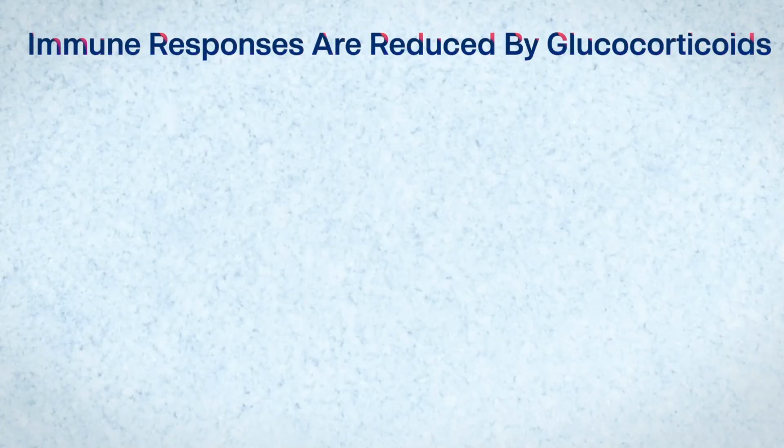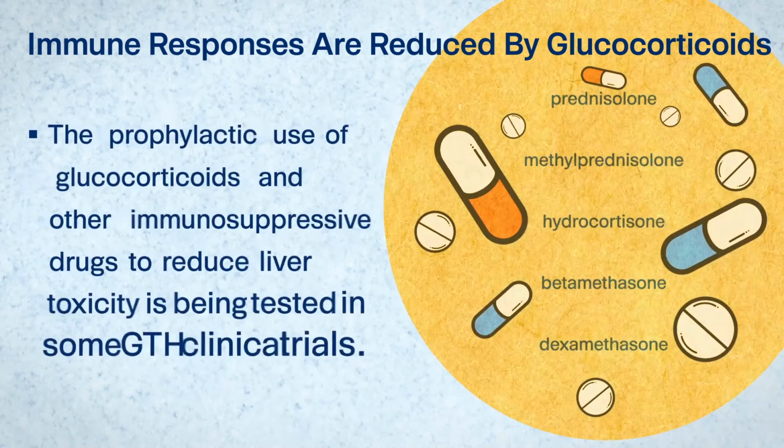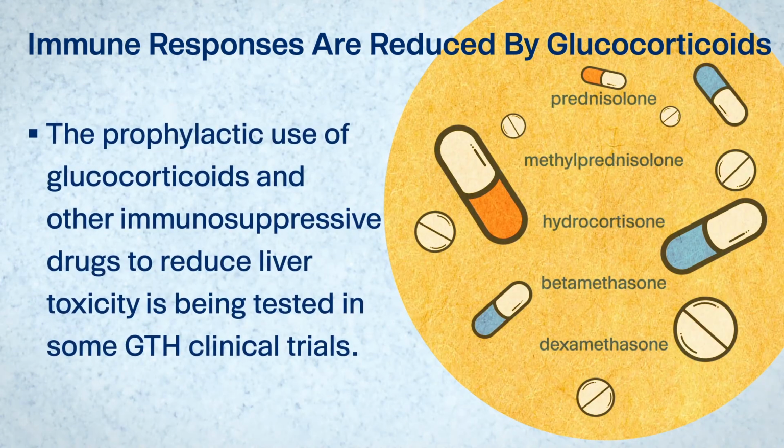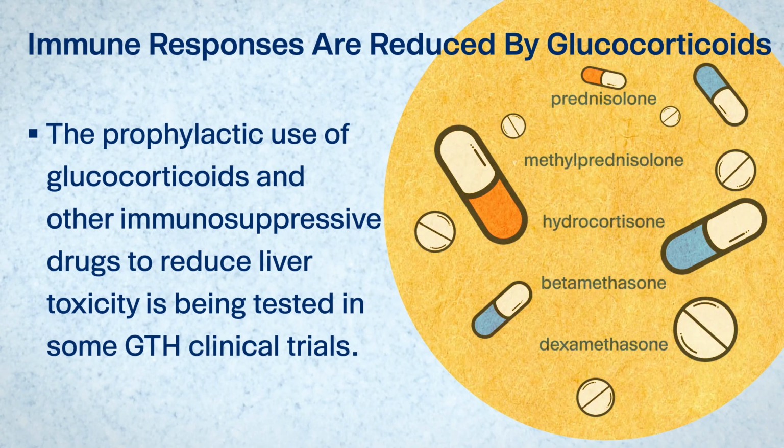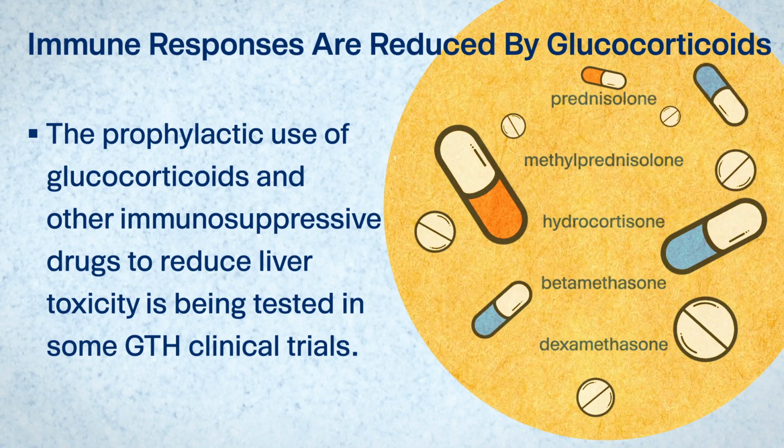Both innate and adaptive immune responses are reduced by glucocorticoids. The prophylactic use of glucocorticoids and other immunosuppressive drugs to reduce liver toxicity is being tested in some gene therapy for hemophilia clinical trials.